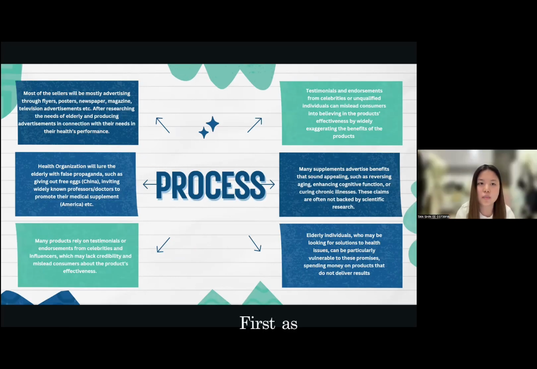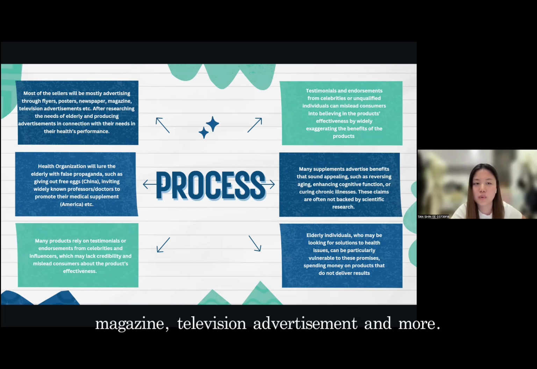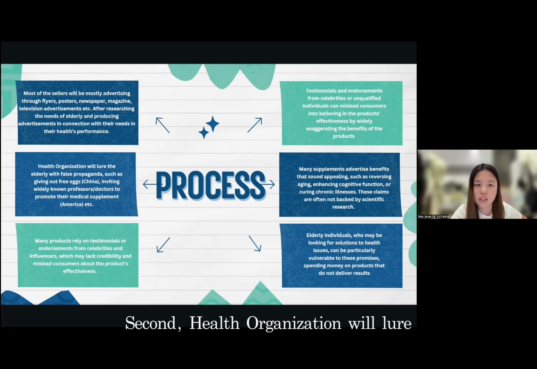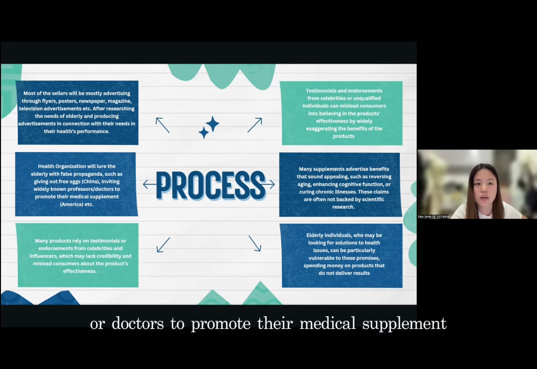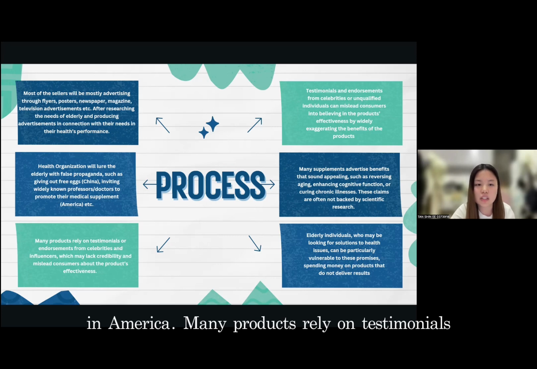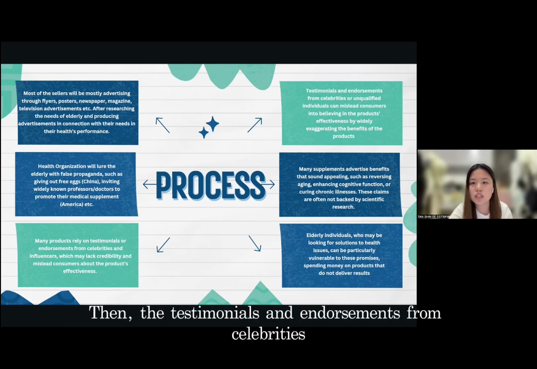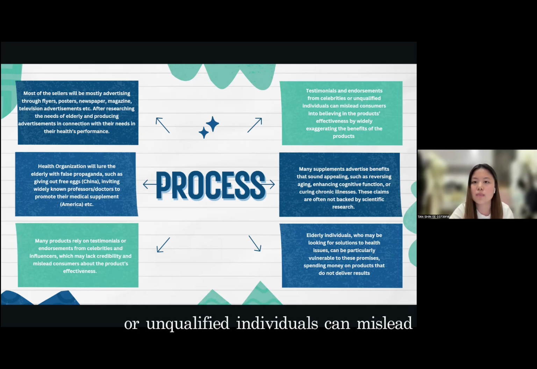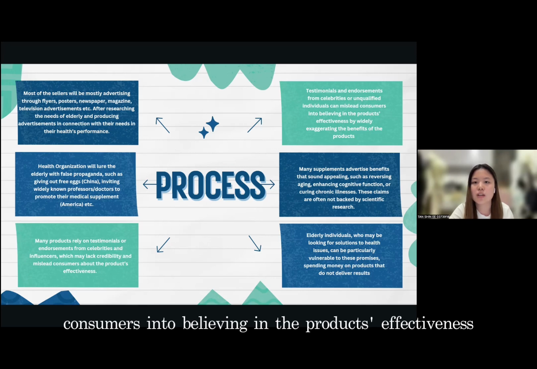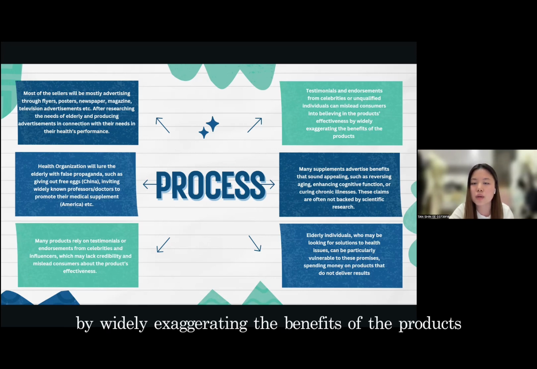These are the processes. First, most sellers advertise through flyers, posters, newspapers, magazines, television advertisements, and more, after researching the needs of the elderly and producing advertisements connected to their health needs. Second, health organizations lure the elderly with false propaganda, such as giving out free eggs in China, or inviting widely known professors or doctors to promote their medical supplements in America. Many products rely on testimonials or endorsements from celebrities and influencers, which may lack credibility and mislead consumers about the product's effectiveness. Testimonials from celebrities or unqualified individuals can mislead consumers into believing in the product by wildly exaggerating its benefits.